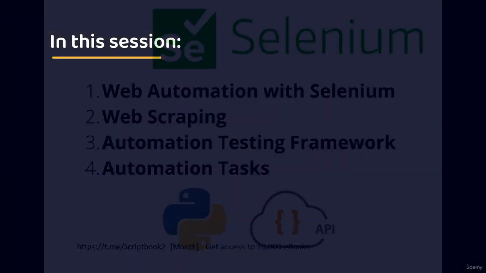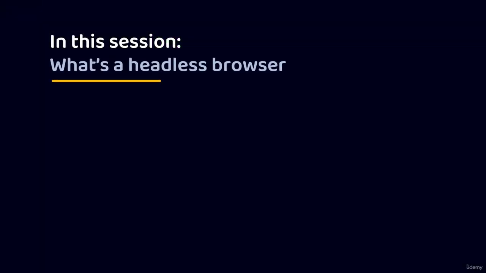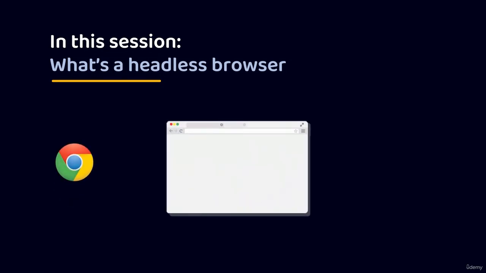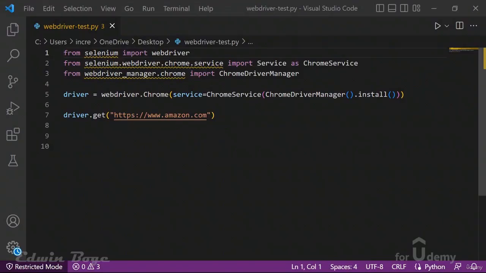In this session, we shall find out what a headless version of a browser is. We will use Chrome browser to demonstrate how to use a browser without an interface to accomplish browser automation. We open a WebDriver test script on Visual Studio Code.